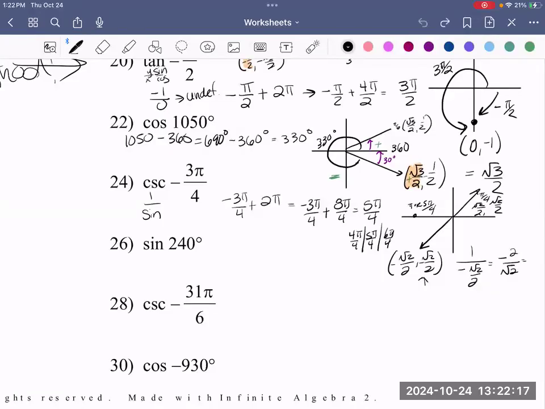To kind of show that part, when you multiply by itself, you get negative 2 root 2 over 2. So that cancels and you're left with negative root 2.